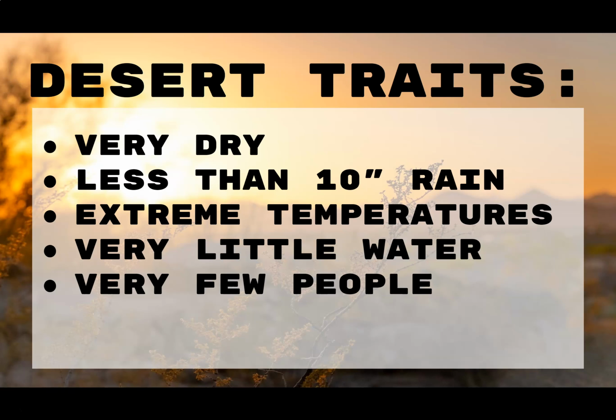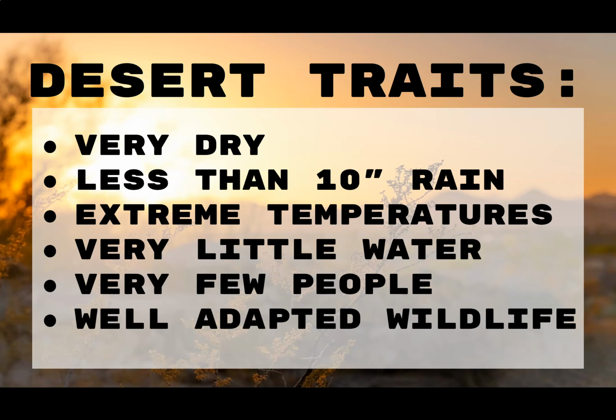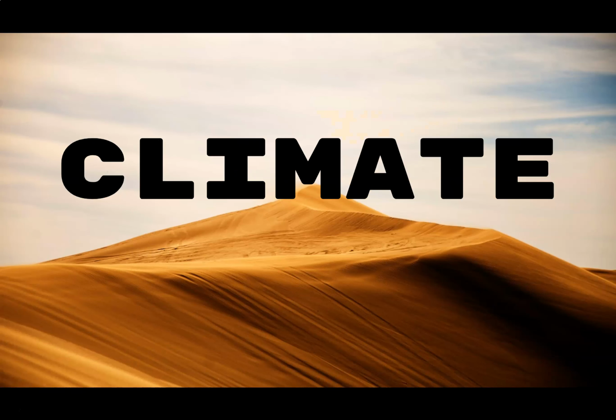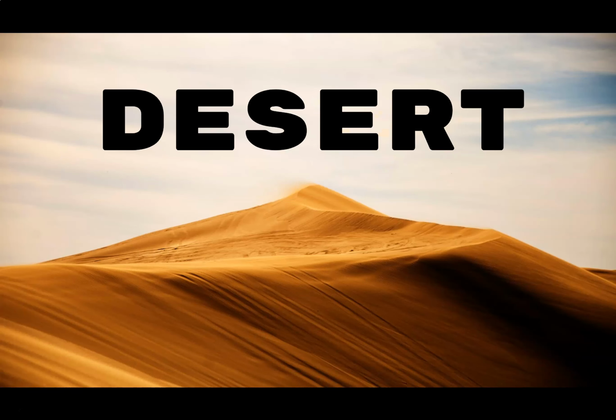And because of all of these things, because it's dry and there's extreme temperatures, there's also very few people who live there. Some towns and cities do make their home in the desert, but not nearly as many living things as other biomes, like forests, for example. So anything that lives in the desert has to be well adapted. Let's talk first about a desert climate.